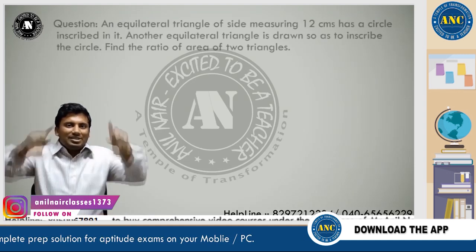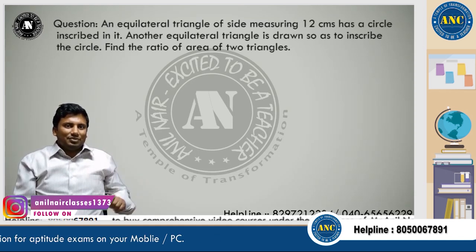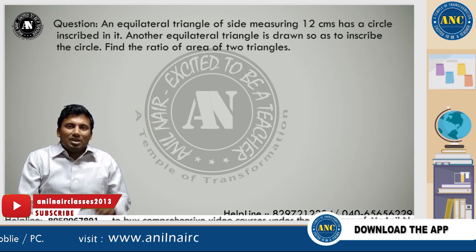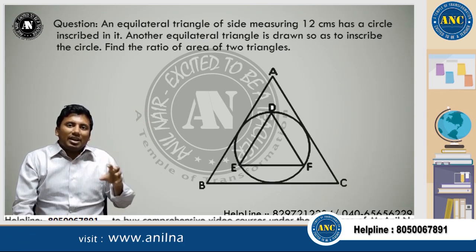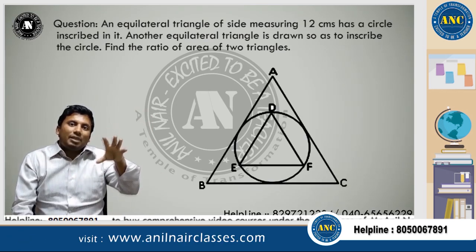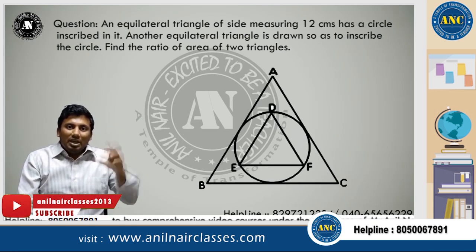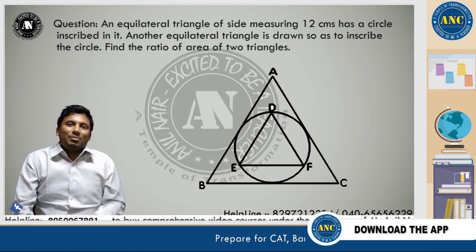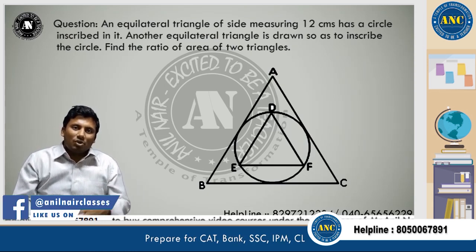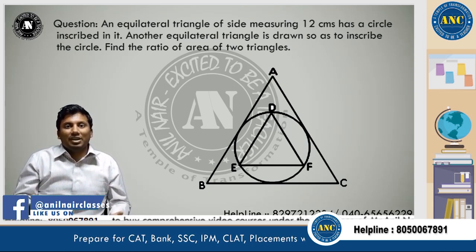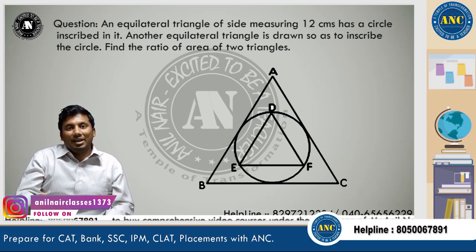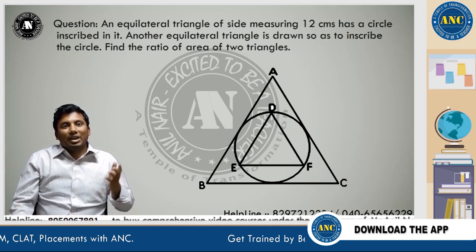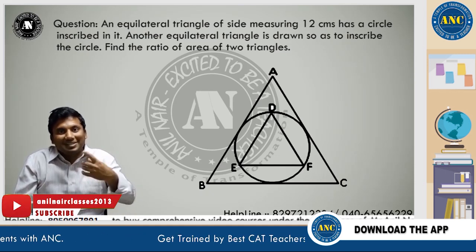Question. There is an equilateral triangle. Equilateral triangle side is 12 centimeters. In the equilateral triangle, a circle is inscribed. In that circle, another equilateral triangle is inscribed. The question is, find the ratio of the area of the equilateral triangle inscribed in a circle to the area of the equilateral triangle on which the circle is inscribed.